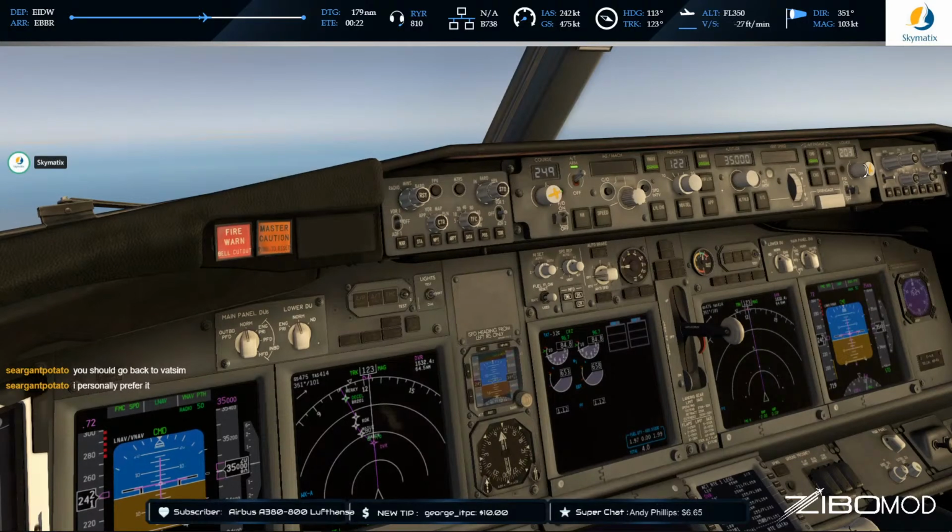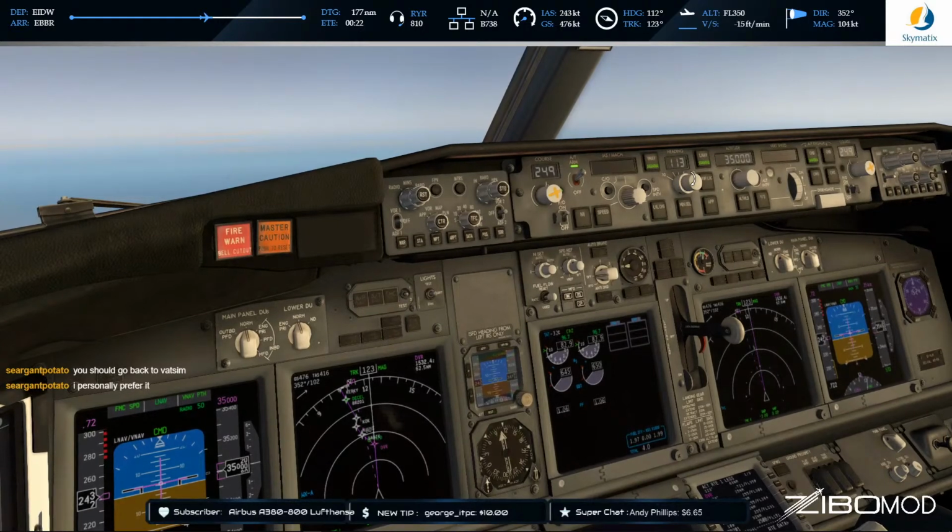Nah, no way. We've got too much invested in our VAO right now. Wow, look at that crab. Almost 10-degree crab there.